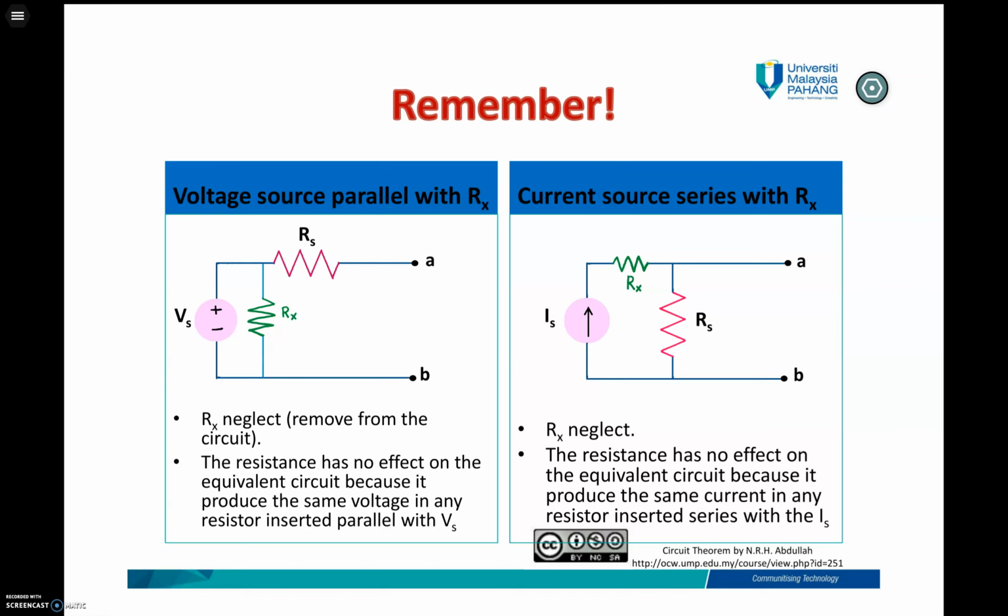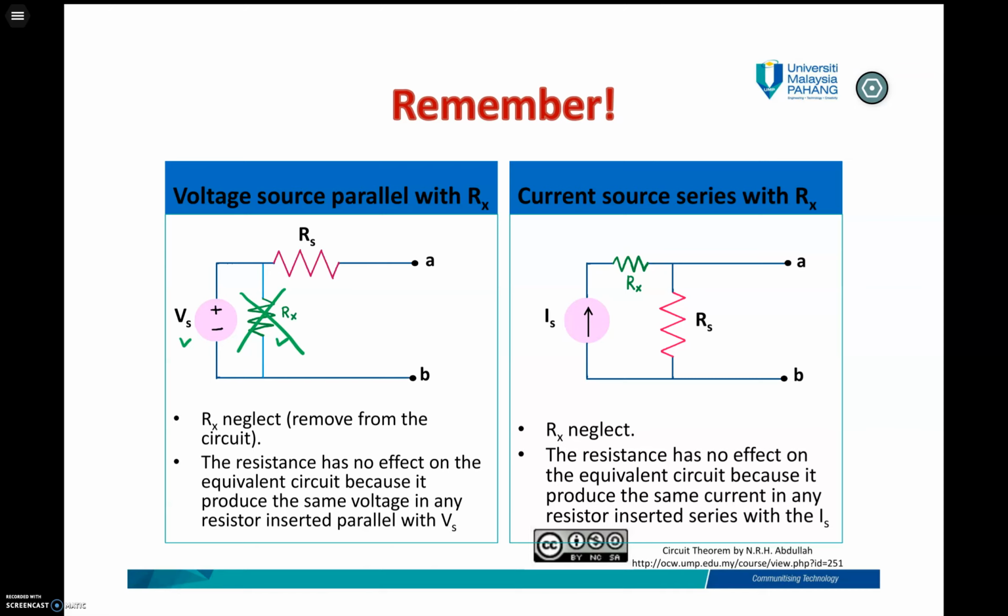If you get a circuit similar to this one, where you have a Vs that is in parallel with the Rx, you can neglect the Rx by removing it from the circuit. The resistance has no effect on the equivalent circuit because it produces the same voltage in any resistor inserted in parallel with Vs.